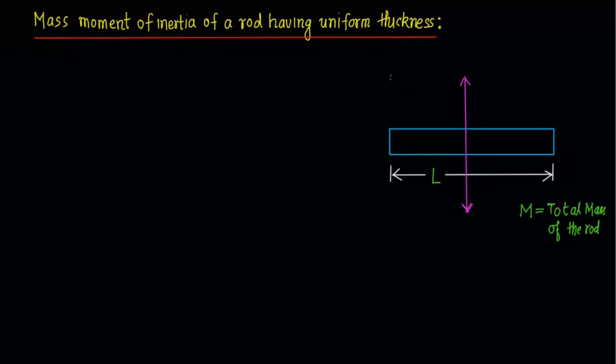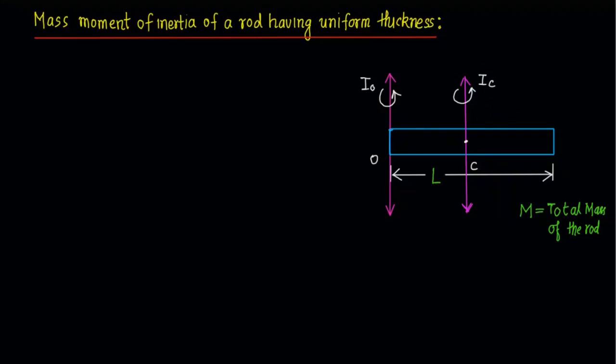So an axis may pass through one of the ends of the rod like this. This is another case. This rod may be rotating about this particular axis. Let me call this end point as point O, and the center point as point C. When the rod rotates about this axis, its moment of inertia will be IO, and if the rod rotates about this axis, its moment of inertia will be IC. So we have to find the expression for IC and IO.